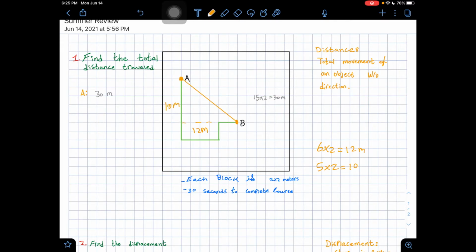So now, remember, it's a squared plus b squared equals c squared. C squared is your hypotenuse. This is going to be your base, and a is going to be your height.